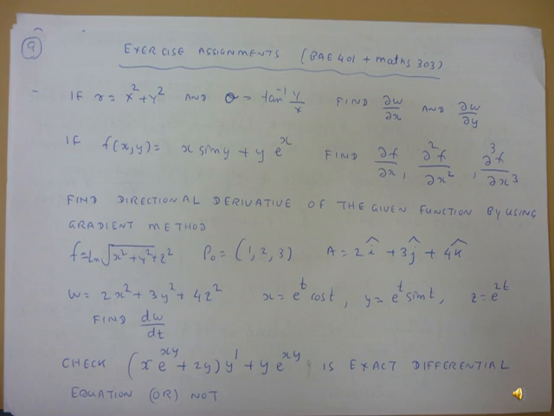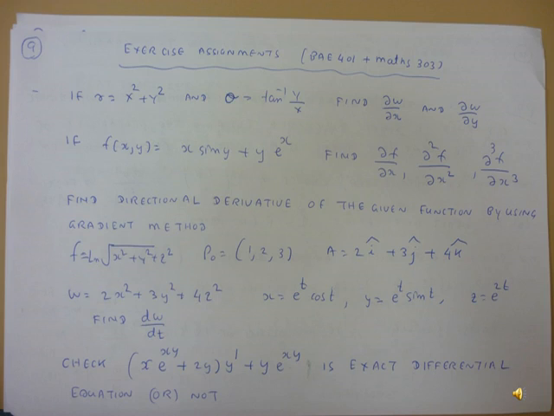Question number 14: find the directional derivative of the given function by using the gradient method. In this case, f is equal to ln square root of x squared plus y squared plus z squared, P0 is (1, 2, 3), and the vector a is 2i plus 3j plus 4k.